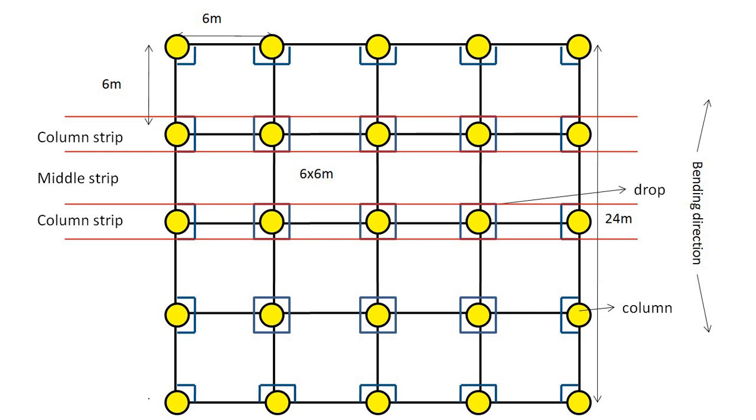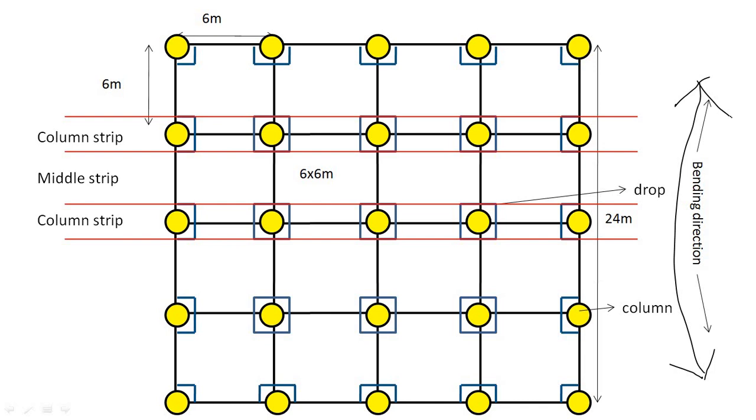Here the main thing is the bending direction. Perpendicular to the bending direction, there will be the column strip and the middle strip. First we have to understand what a column strip is and what a middle strip is. If this is the bending direction, then here it is a slab.